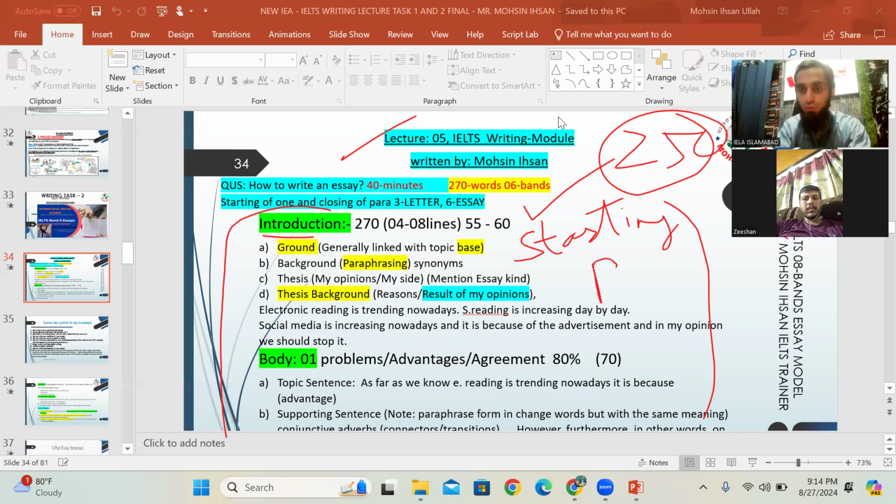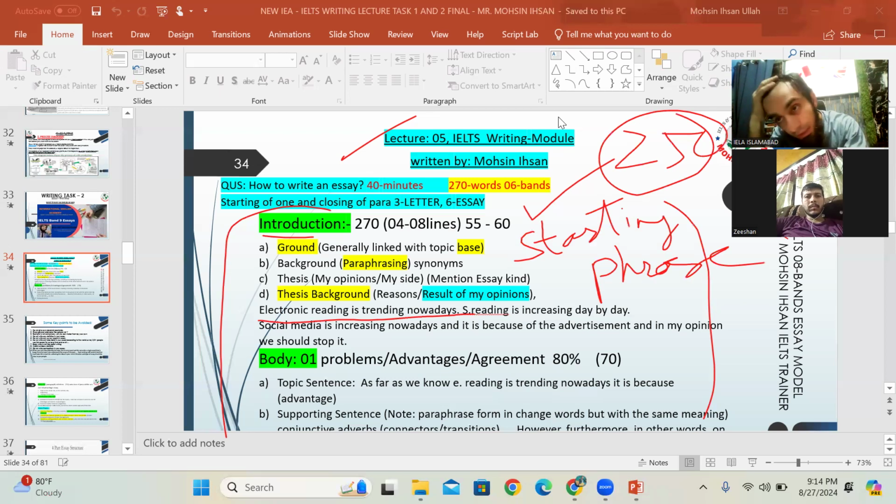Suppose I give you a topic: electronic reading is trending nowadays, advantages and disadvantages. Some students might directly write about electronic reading, like right now you are reading from electronic slides. Common students, who do not know the proper format, who are unaware of the structure and of how to write a proper professional essay, might write in this way.